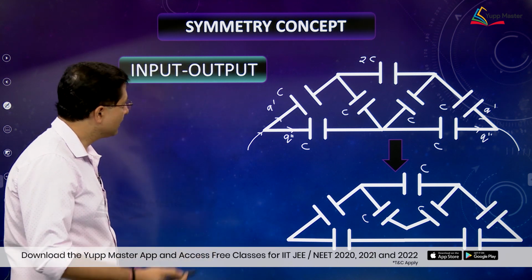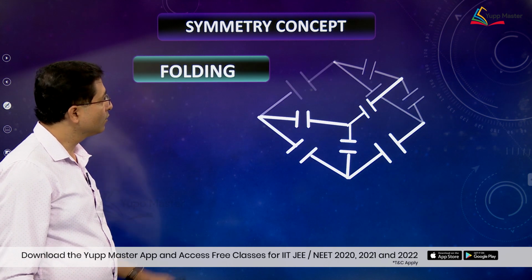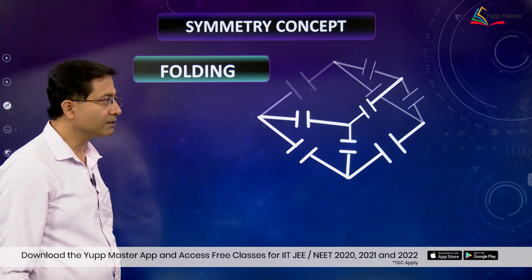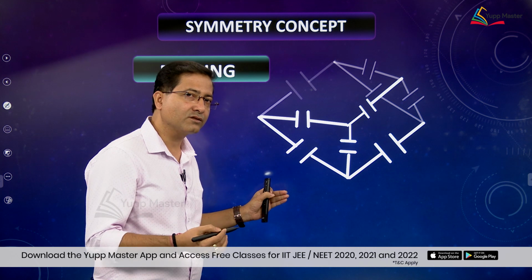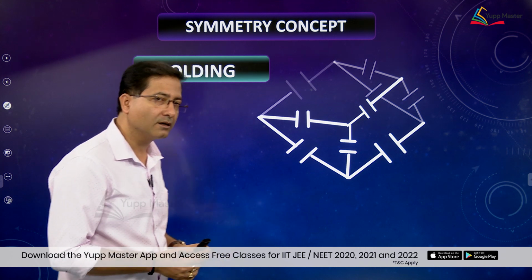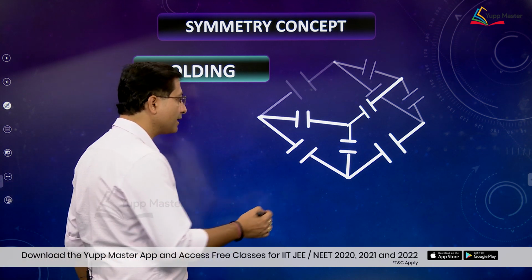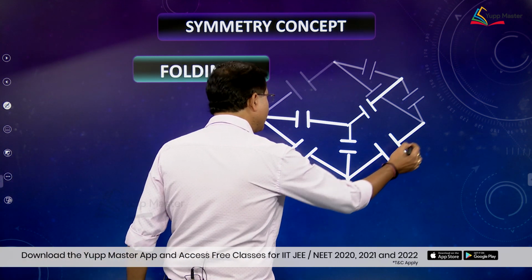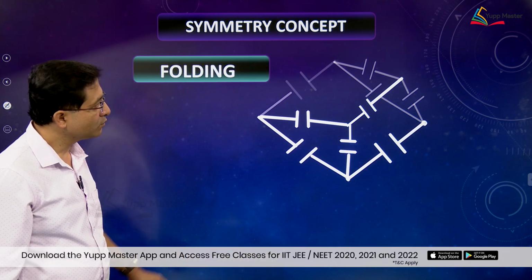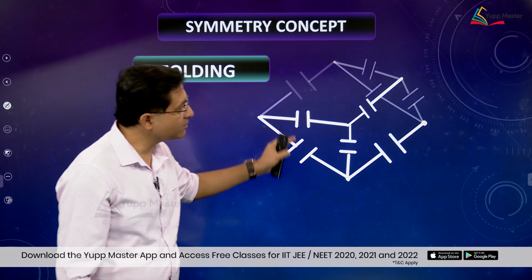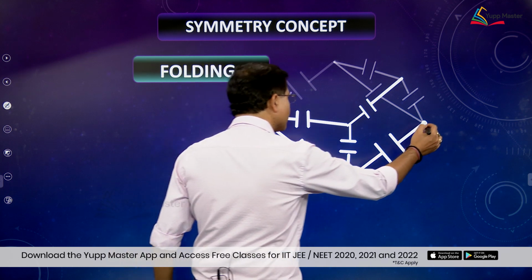Now, like input output symmetry, we have one more type of symmetry as I told you earlier, that is folding symmetry. In folding symmetry, we may have an axis of symmetry or a plane of symmetry about which a circuit can be considered symmetric. For example, if here I ask what is the equivalent capacitance across these two terminals. This is in 3 dimensions and I am asking what is the equivalent capacitance between these two terminals.